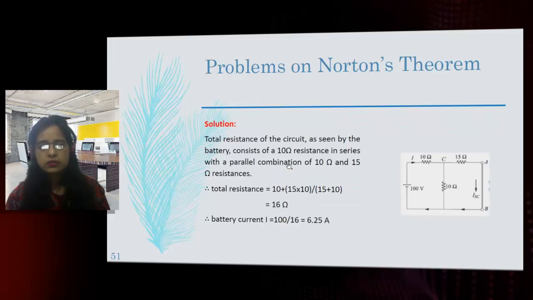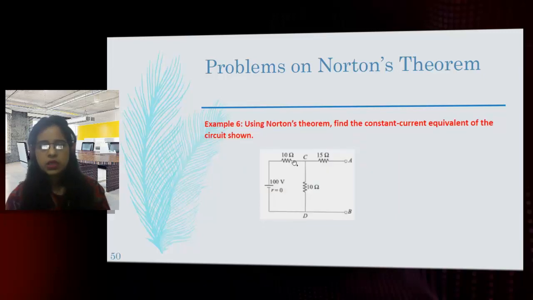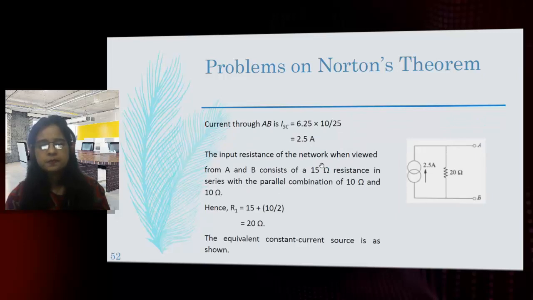So this 10 is in parallel with this 10, and then in series with this 15. This 10 and this 10 are in parallel, and the equivalent is in series with 15. So the equivalent resistance is 20 ohm, that means RTH is coming as 20 ohm. So our equivalent network becomes ISC in parallel with RTH, where RTH is 20 ohm and the current is 2.5 ampere.